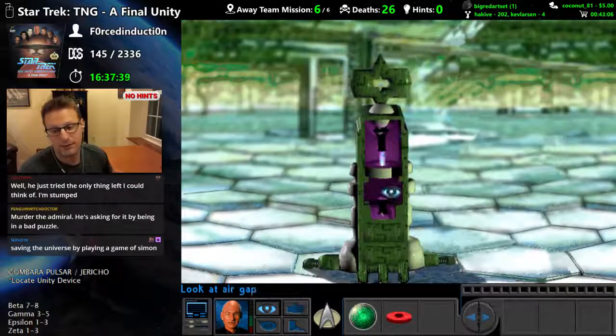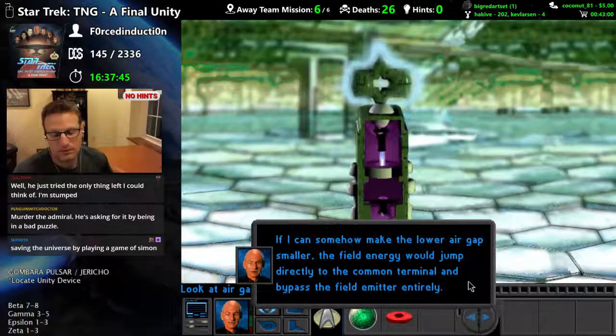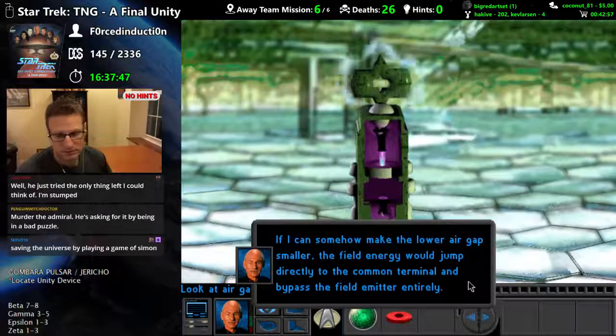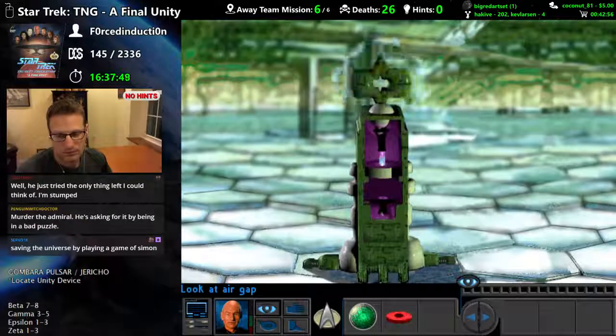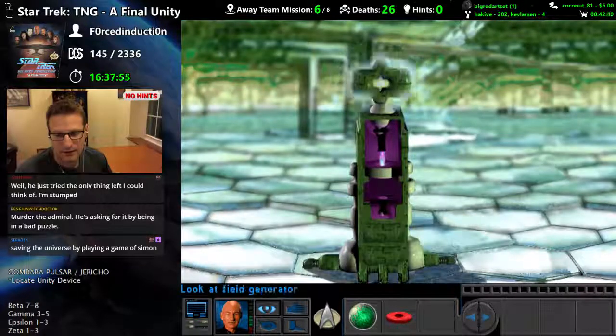Oh shit! I missed what he said. What did you say? If I can somehow make the lower air gap smaller, the field energy would jump directly to the common terminal and bypass the field emitter entirely. Oh, he said something after that, though. What did he say after that? The force field energy... The field... Alright, well, whatever.